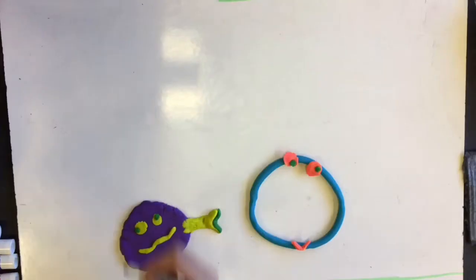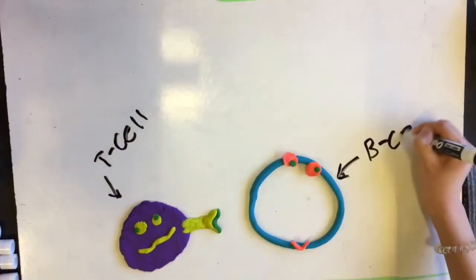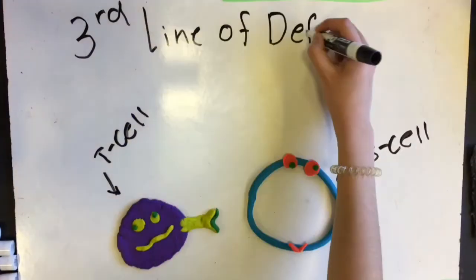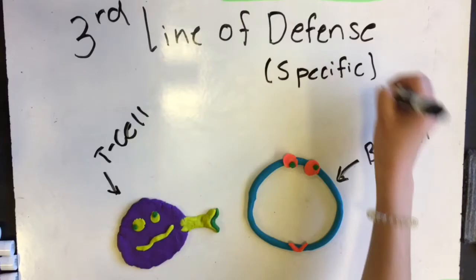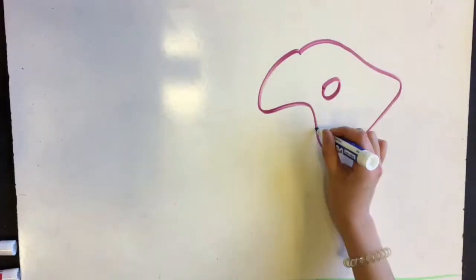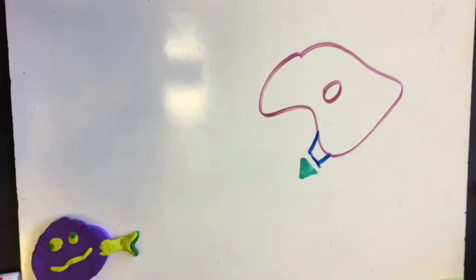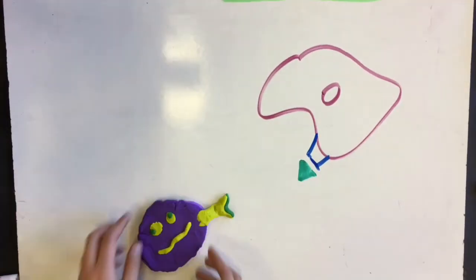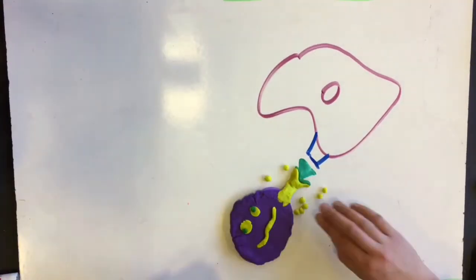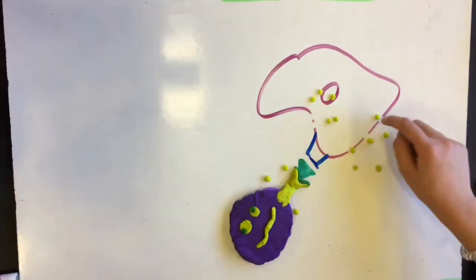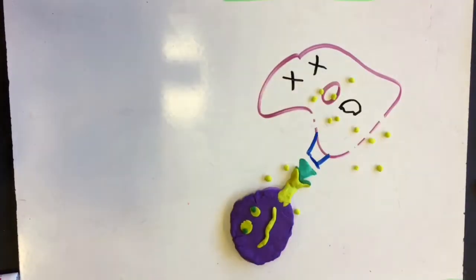If this does not occur, the third line of defense is the specific reaction. The cancer cell presents antigens on its MHC1 proteins. Cytotoxic T cells, also called CD8 plus T cells, bind to the MHC1 protein and antigen. They then release chemicals causing the cell to undergo apoptosis.